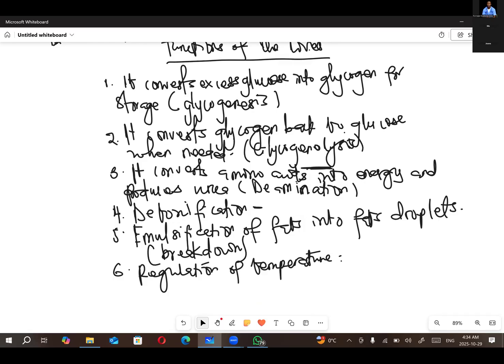So when we say detoxification, you know, right? The removal of poisons and harmful substances, or you can say breakdown of poisons or harmful substances. We also said the liver is involved in the emulsification of fat. The liver also does glycogenolysis and glycogenesis. We have also said it's located in the upper right portion of the abdomen and is the largest internal organ.